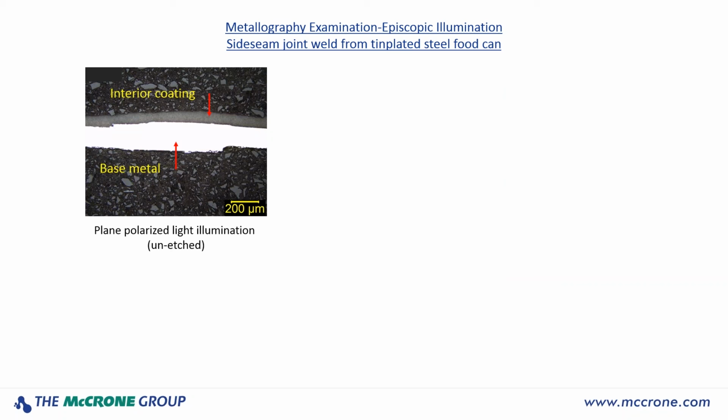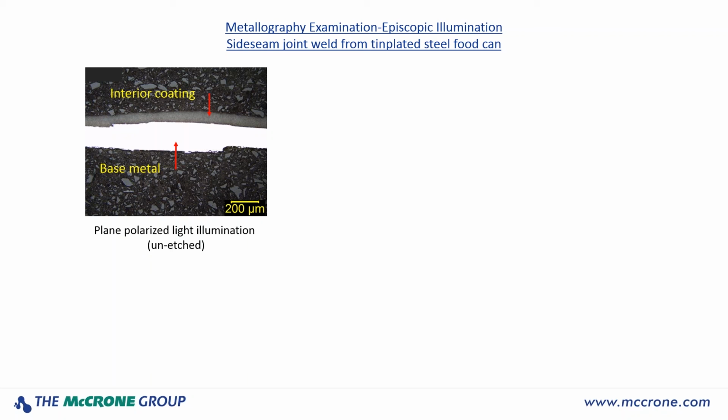Now I'm going to spend some time talking about this type of sample. It's a side seam joint weld from a tin-plated steel food can. If you take a food can, like a soup can, and take off the paper wrapper, you'll see down the side wall of the can there's a stripe about 1 millimeter wide and dark gray. That's the weld that occurs from the original sheet stock that has been rolled into the cylinder and then overlapped slightly at the edges and arc welded to produce the final cylinder.